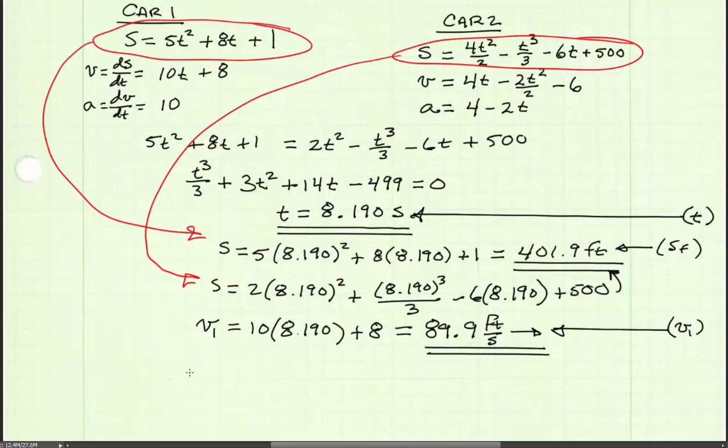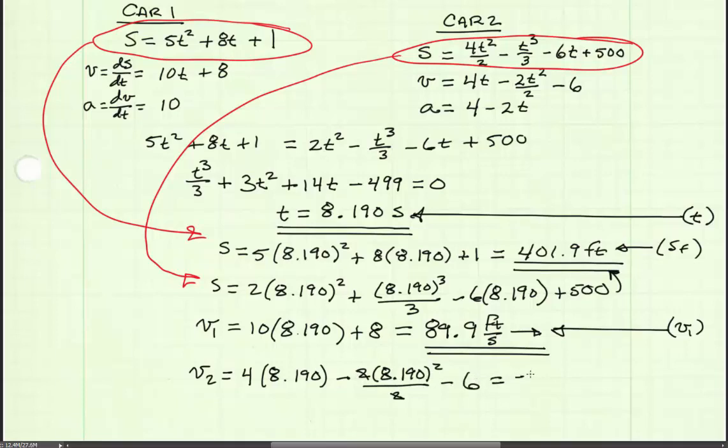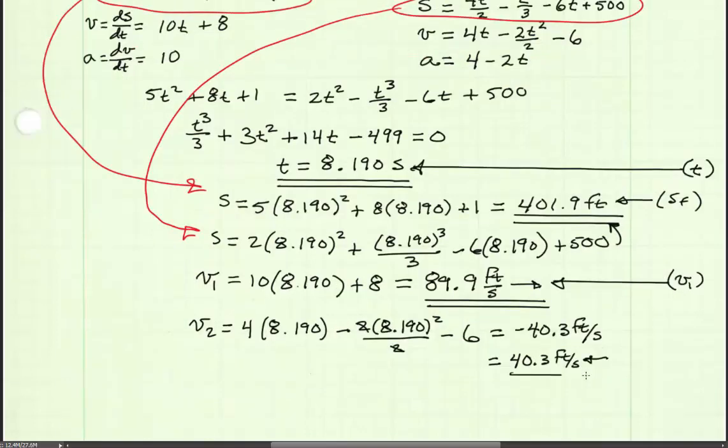Next, we'll look at the velocity of car 2, which is equal to 4 times 8.190 minus 2 times 8.190 squared over 2. Of course the 2's will cancel there, minus 6, which is equal to a negative 40.3 feet per second. The negative simply means that the vehicle is traveling to the left, so I'm going to write this as 40.3 feet per second to the left. And there's my velocity when they meet for car 2.